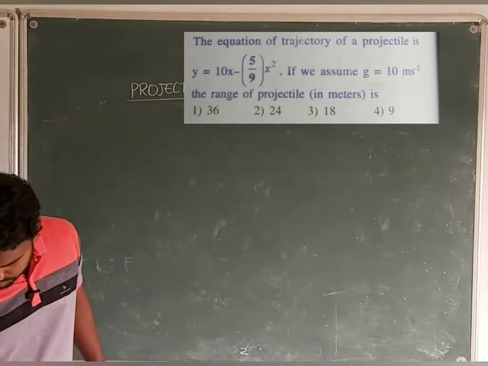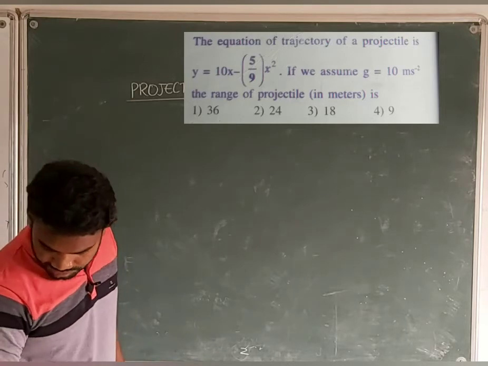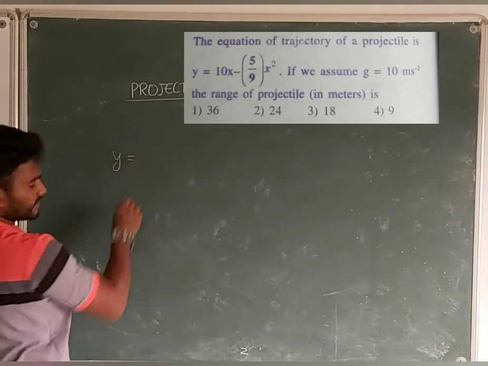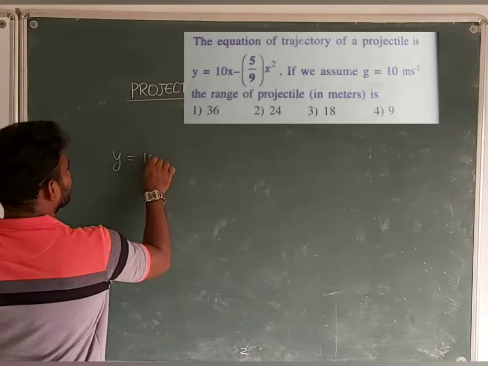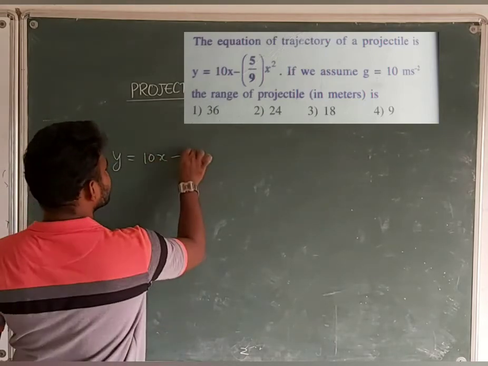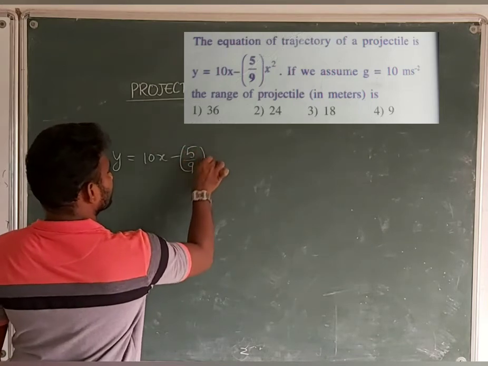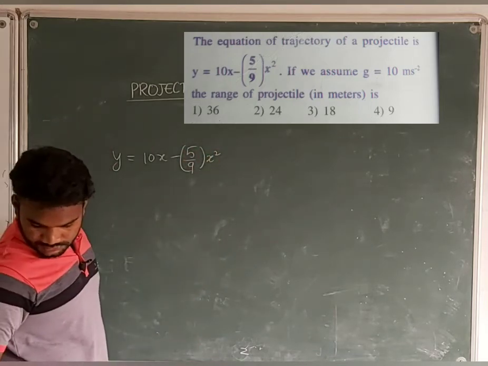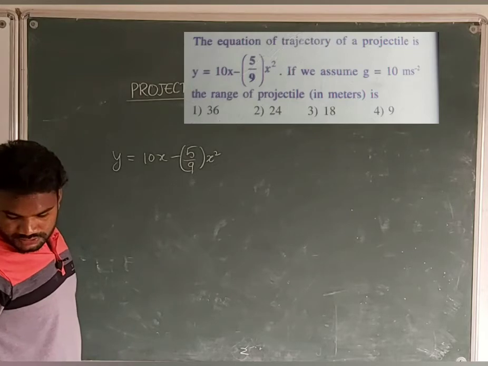Let us see the question, students. Here the equation of trajectory of a projectile is given by y equals 10x minus 5 by 9 x square. Write down the equation. 5 by 9 x square is given. We assume that g is equal to 9.8.